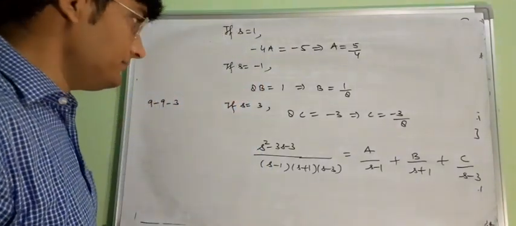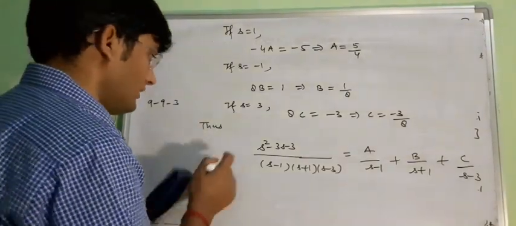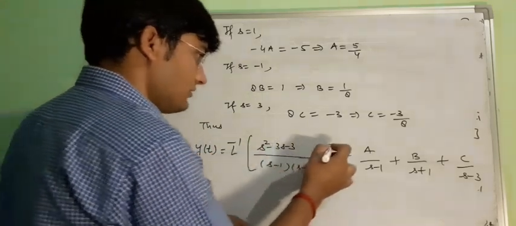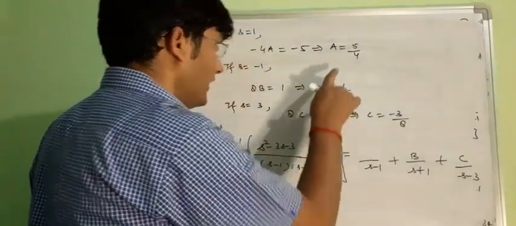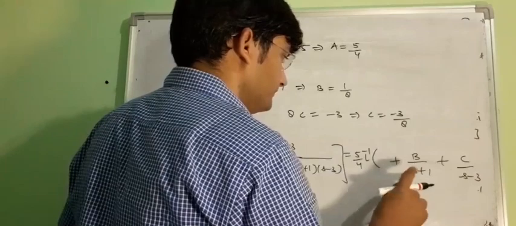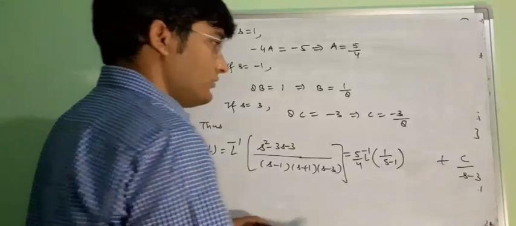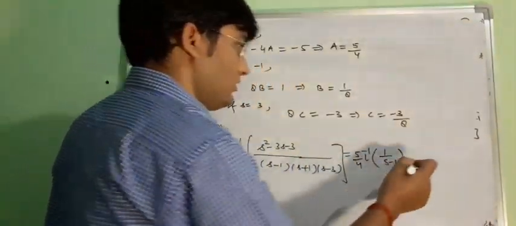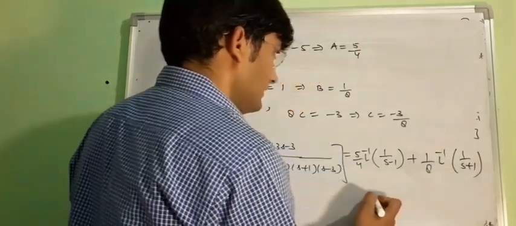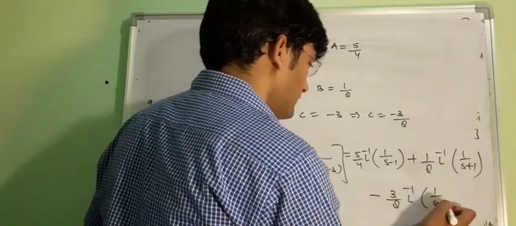thus we can say that the Laplace inverse of y(t) is equal to the Laplace inverse of this bracket, and it is equal to, a was your 5 by 4, so the 5 by 4 into Laplace inverse of 1 upon s minus 1. Then we have b, and b was 1 by 8, the Laplace inverse of 1 upon s plus 1. Then c is minus 3 by 8, then the Laplace inverse of 1 upon s minus 3.